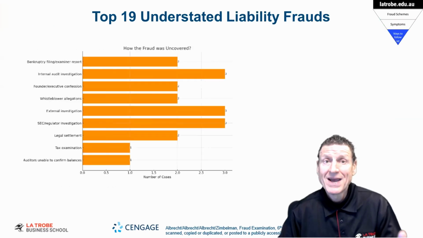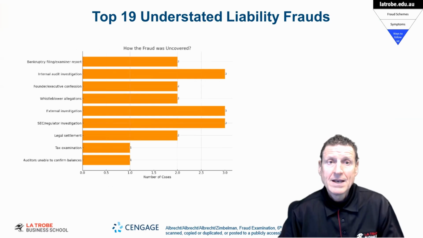If we look at the top 19 understated liability frauds, notice internal audit investigations found them out. External investigations found them out. SEC regulator investigators found them out. Less so, but if you put them together, confessions or whistleblower allegations, if you add them together, then that would make up 4 of the 19 cases.